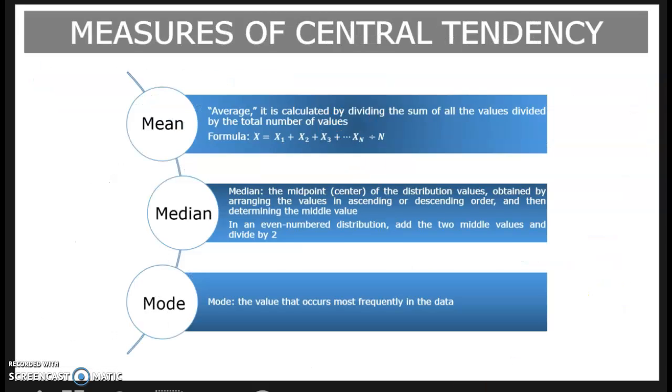Here is an overview of the measures of central tendency, which represent a central or a typical value for a probability distribution. These include mean, median, and mode.